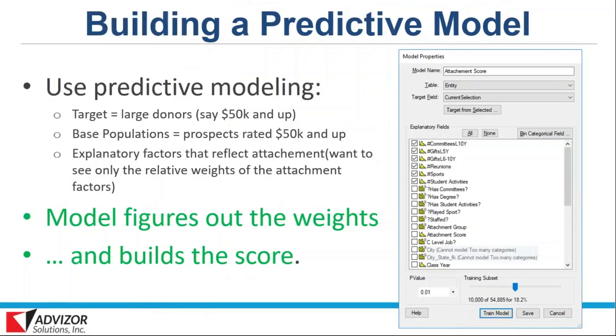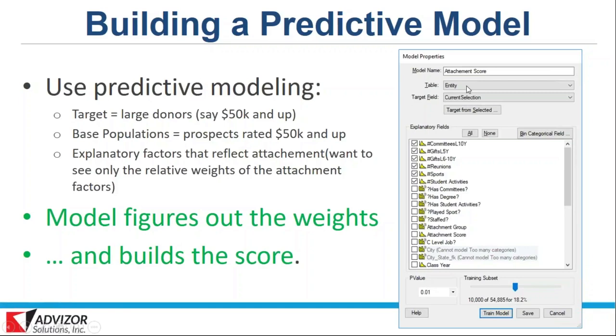When you build a predictive model, there's this concept of a target. We talked about this a couple minutes ago. Let's say we want to target large donors who actually gave $50,000 and see what makes them different from the others who had the capacity to give $50,000 but didn't. All these explanatory factors reflect attachment that you want to use. The model figures out the weights and builds a score. So in a modeling panel, you call it attachment scores. Looks like somebody didn't spell it quite right.